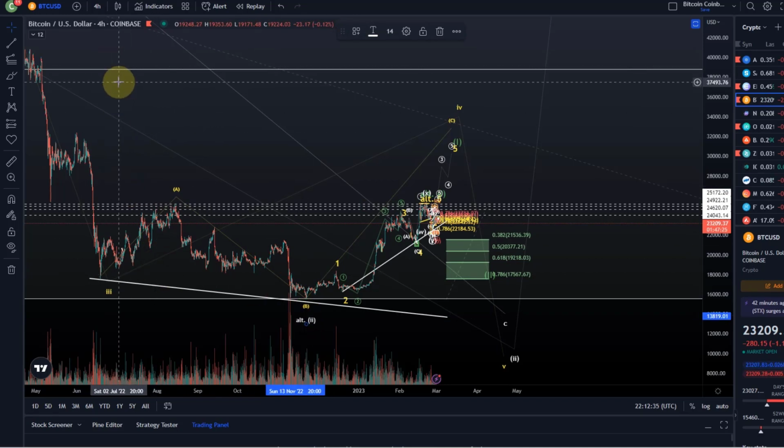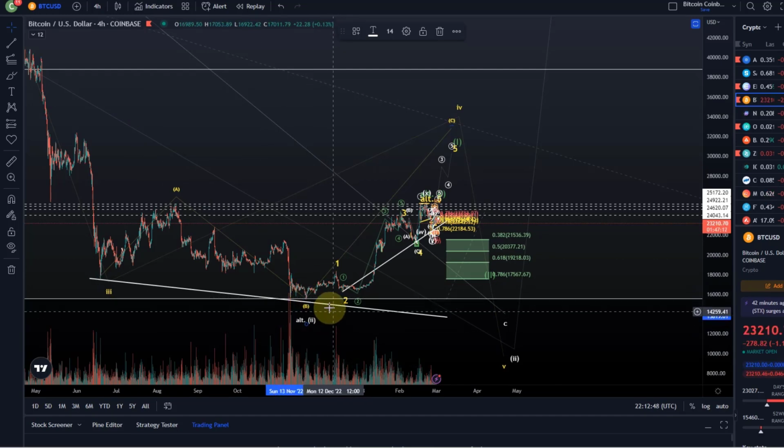If I count the entire move from the all-time high as an ending diagonal in a C wave, which is possible, then I consider the possibility that the bear market low was already in. Otherwise, I would say 1 wave is missing.